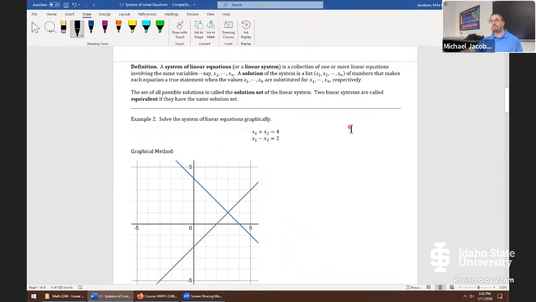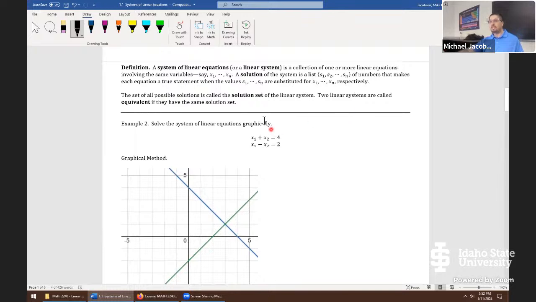And here's our bigger definition for this section. We'll say a system of linear equations is a collection of one or more equations involving the same variables. So here we have two equations involving x1, x2. This is automatically a system of equations. It's a simple one. There's two variables, two equations, so it's a 2x2 system in a certain sense. And we're going to try to solve it in two ways, graphically and then algebraically.